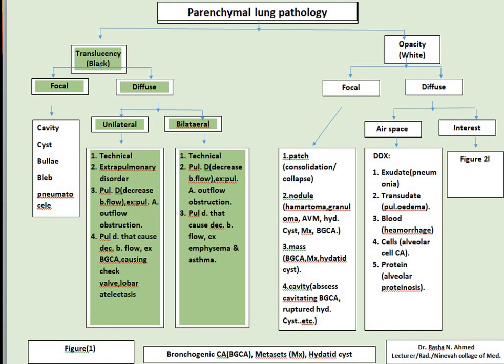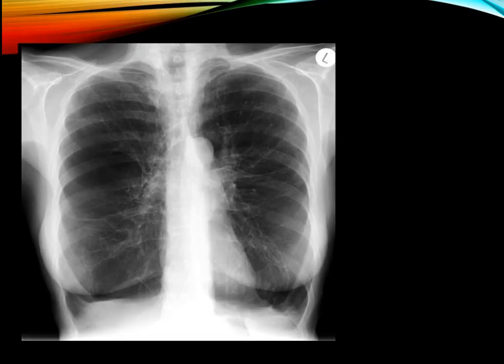Bilateral decrease of translucency, also could be technical, could be due to diseases, and an example is emphysema and obstructive lung disease like the... If we notice in this chest x-ray, it is clear that both lungs show increased translucency. There is an increase in the volume in both lungs manifested by a tubular shaped heart and mediastinum. You see that the heart and mediastinum are compressed and tubular in shape.